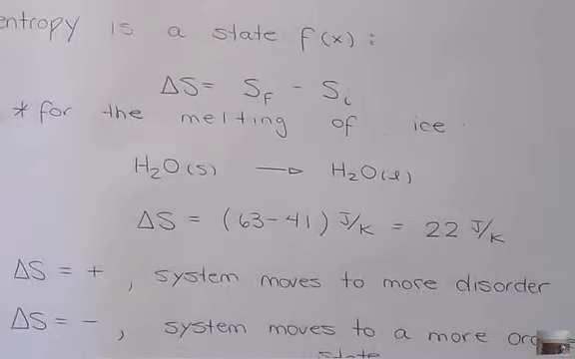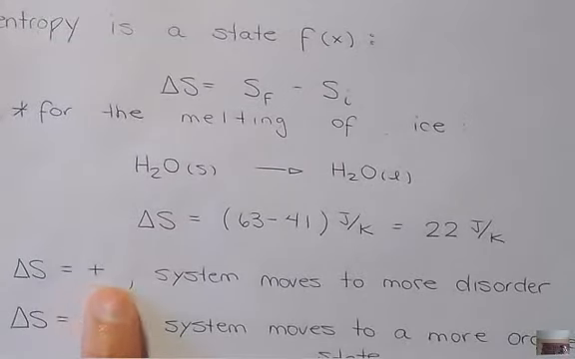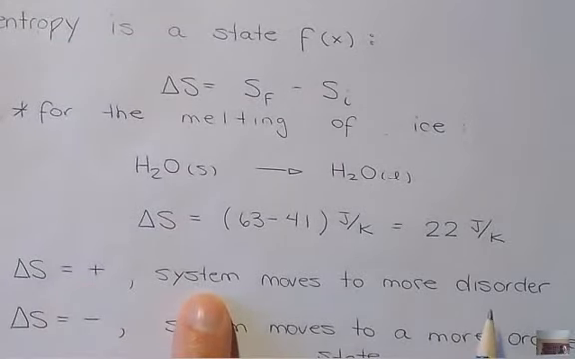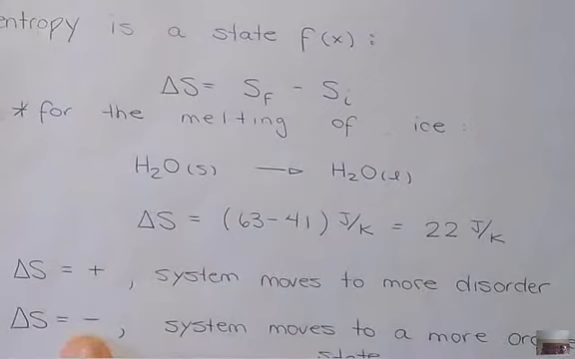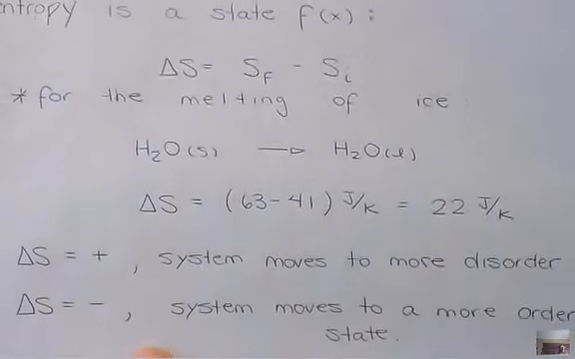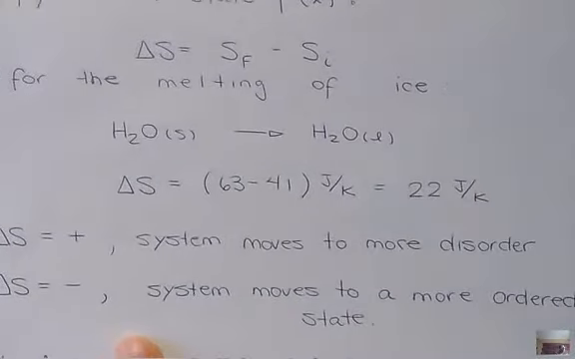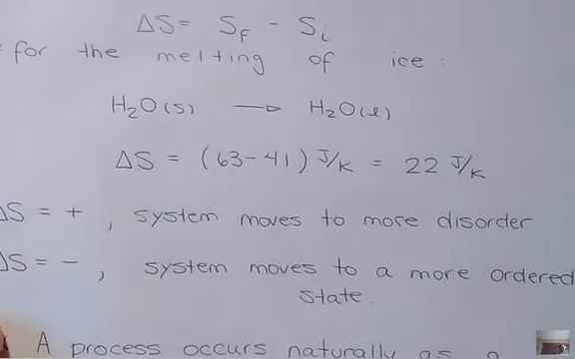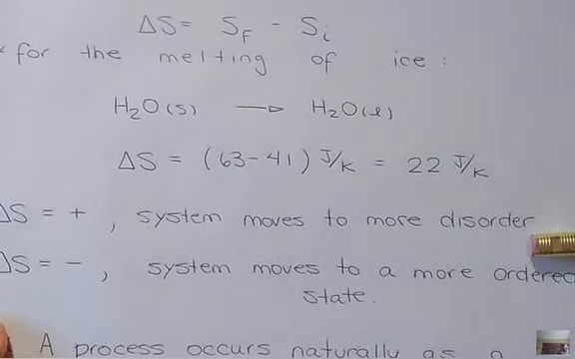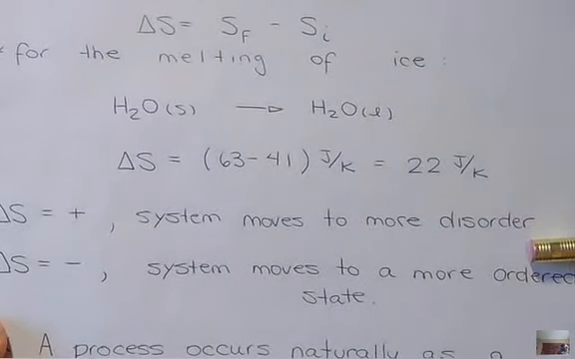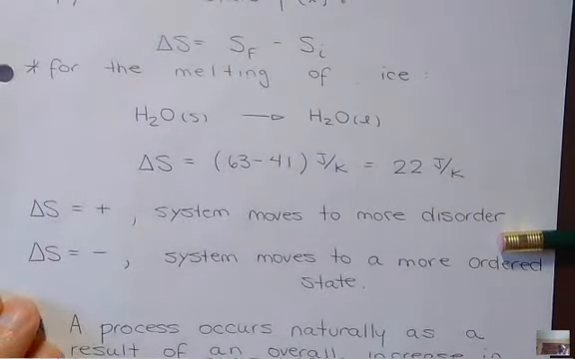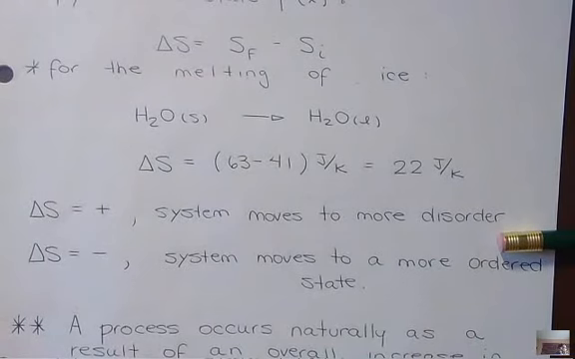Okay, so two notes here at the bottom. Delta S positive means the system moves to more disorder. Makes sense. Delta S negative means the system moves to a more ordered state. That's against nature. You have to push against it. That doesn't happen naturally. You can get it to go, but usually you have to use huge amounts of energy to do that. Classic example is the human body, right?